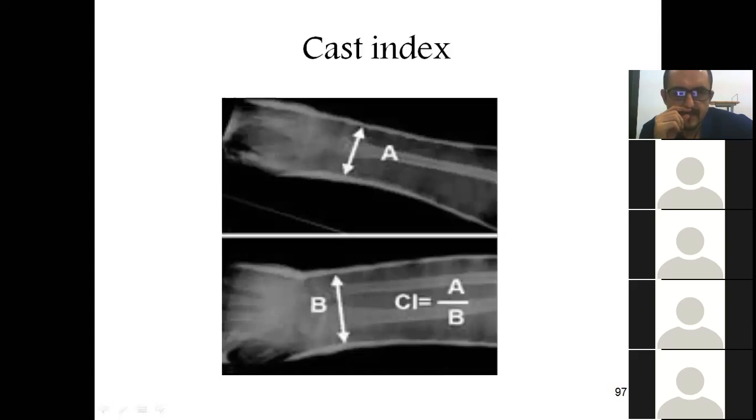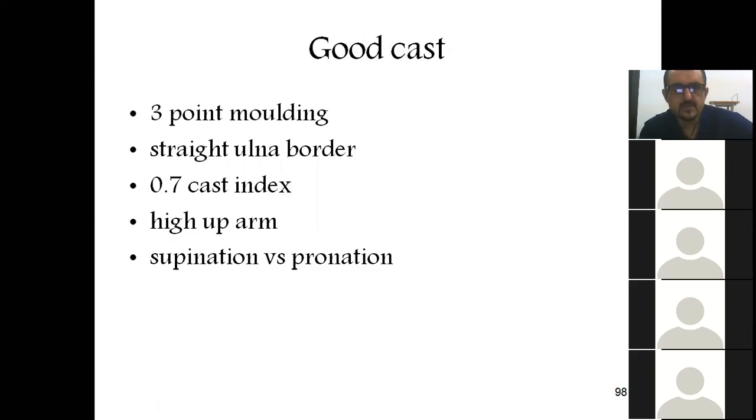Sir, it should be less than 1. It should be 0.7. It should be less than 1. Somewhere you will read 0.8. So the concept is that a good cast should be applied. There should be 3-point molding. The ulna should be straight. The cast index should be 0.7. It should be high arm up, and supination or pronation depending on the level of fracture.